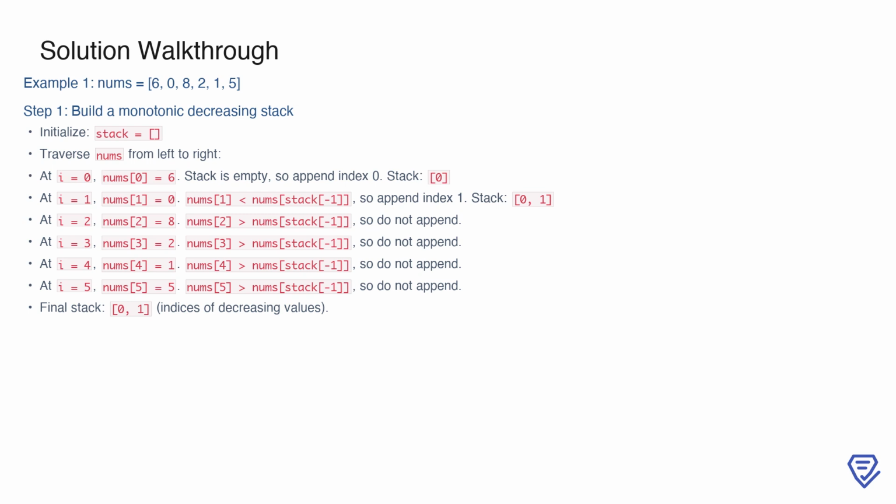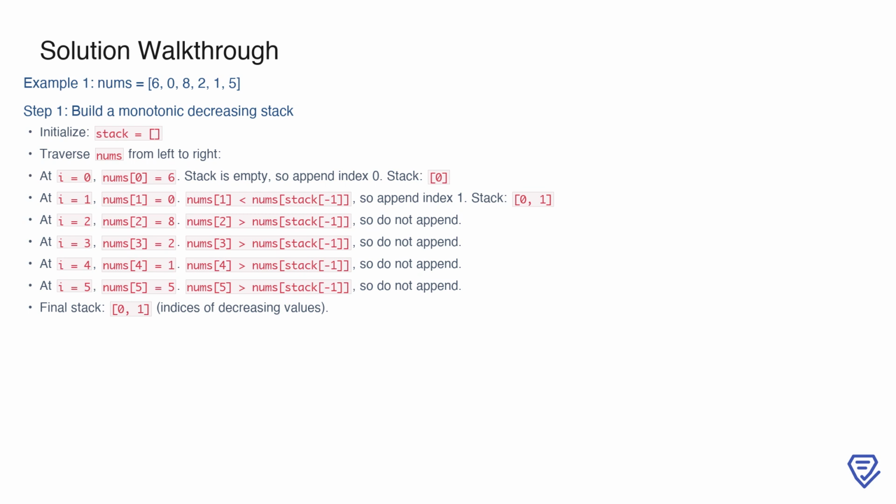We start with the example where nums is [6, 0, 8, 2, 1, 5]. The first step is to build a monotonic decreasing stack. This stack will help us efficiently track indices of values in nums that decrease as we traverse from left to right. Initially, the stack is empty. At index 0, the value is 6. Since the stack is empty, we append the index 0, making the stack [0].